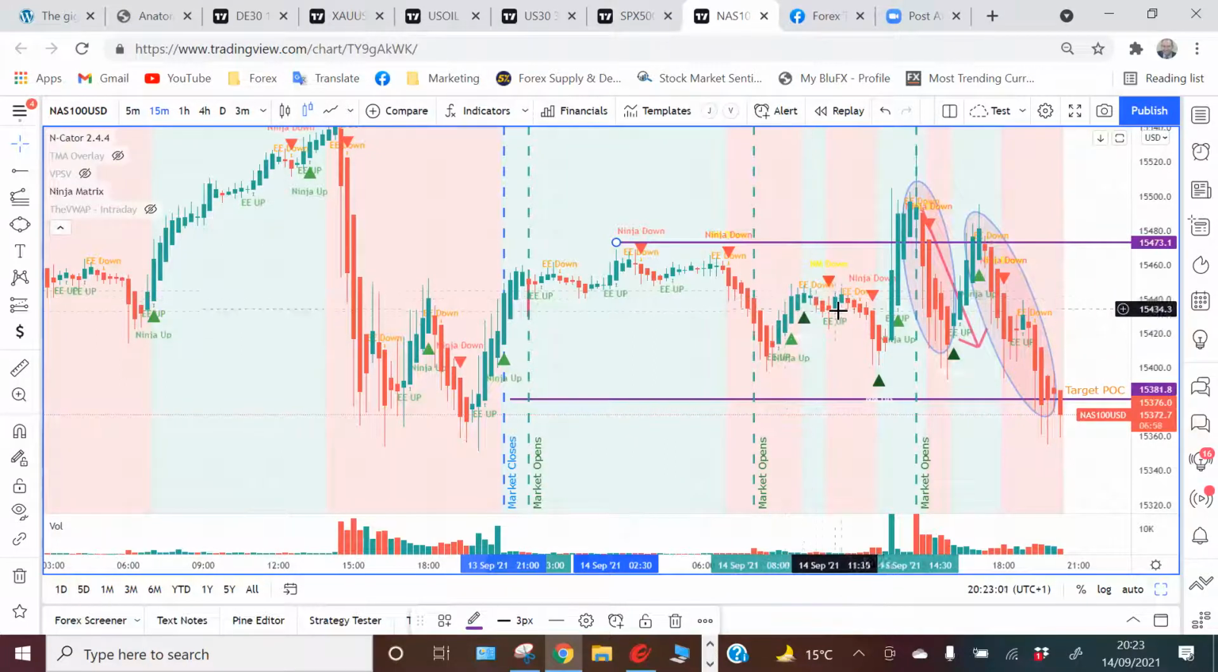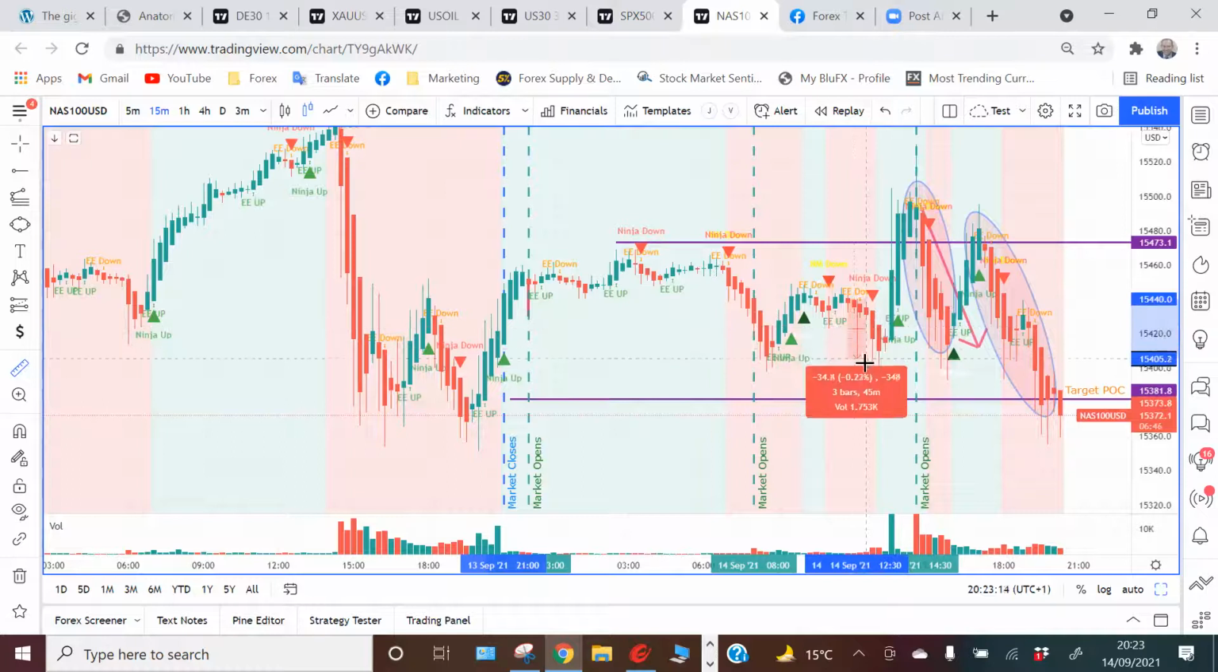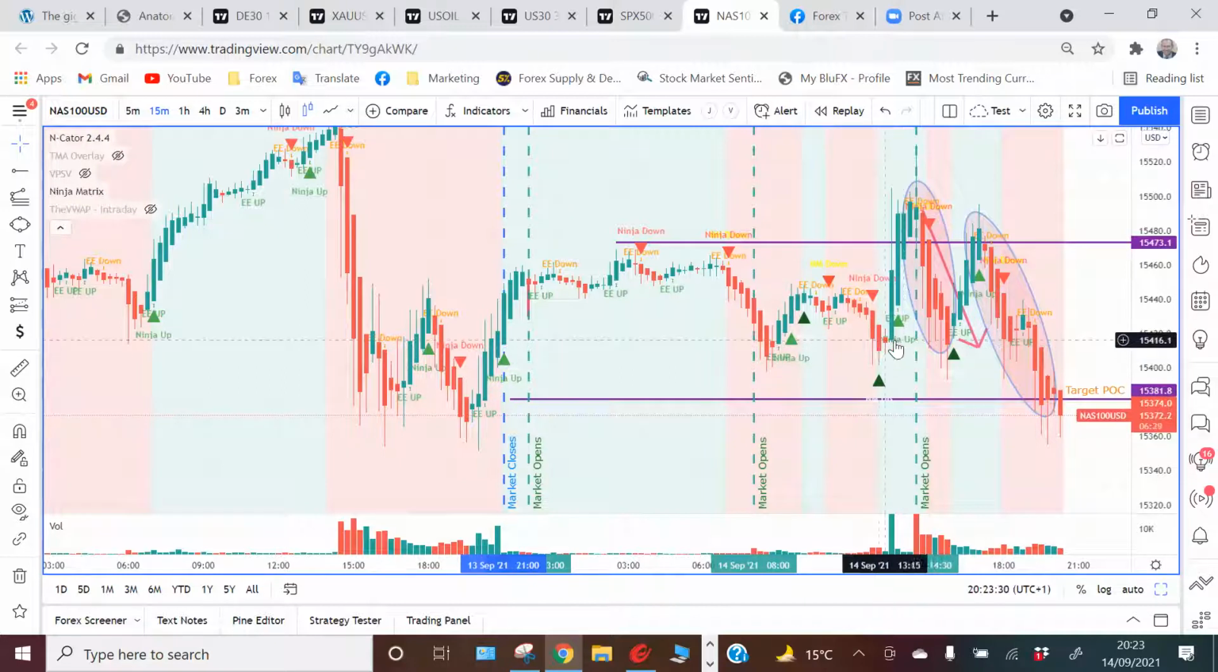Then it comes back up here. I would not enter there. I could potentially take that one there if I wanted to. Early entry down goes there. Then it goes into a green zone. I exit the trade. Where's my stop loss? It's above there. That's 375 points. This is only on one. Yeah. I exit the trade.